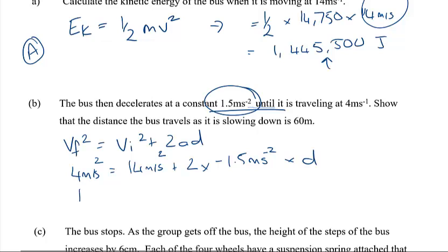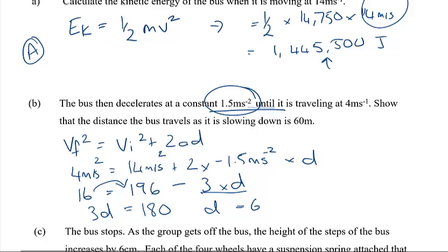d. So that becomes 16 equals 196 plus, well, it's going to be a minus, so I'll just get rid of that because of the negative here. So it's going to be minus 3 times d. And I'm going to move this to the other side, so that becomes 3d. I'm going to move that to that side, so it becomes negative and gets taken away from the 196 equals 180, so d equals 60 meters.